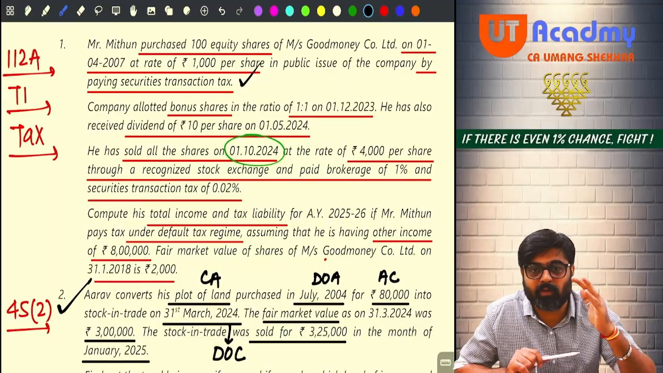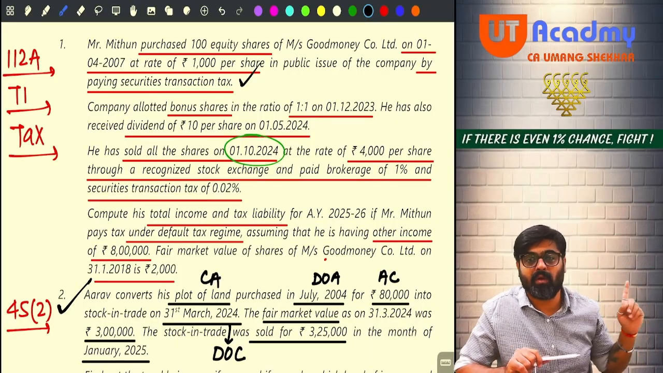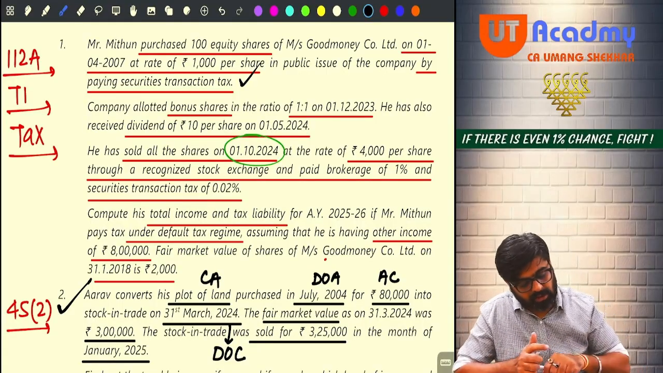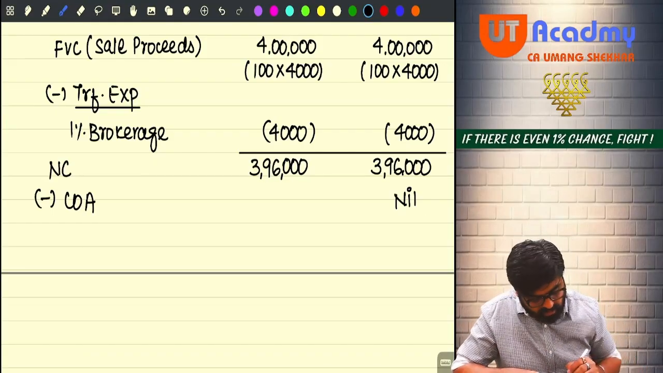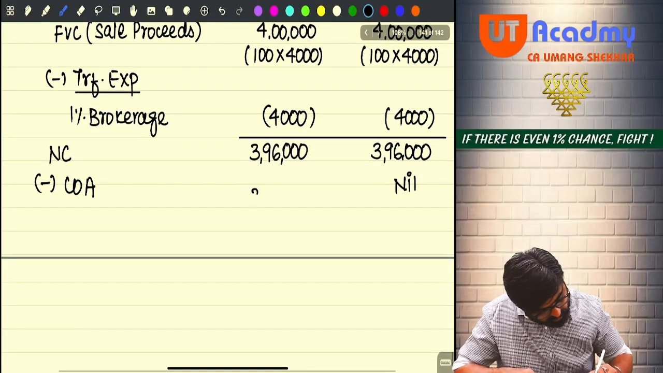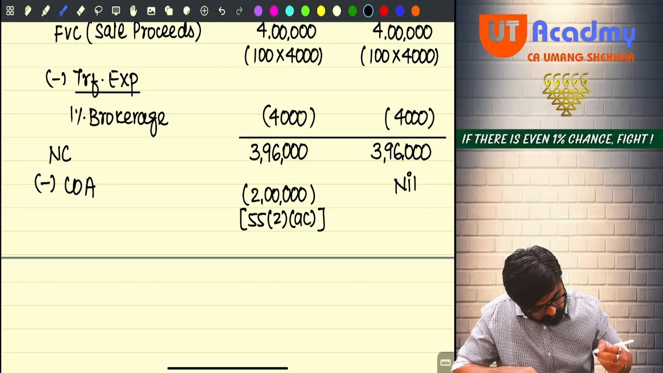So if I take 2 lakh rupees as my cost, what will happen? 3 lakh 96 minus 2 lakh, I'll get a long term gain of 1 lakh 96. Yes or no? Okay. So what I'll do now? I'll take cost of acquisition. This will be 2 lakhs. And how did I get 2 lakh? Under section 55(2)(AC), 2 lakh rupees.